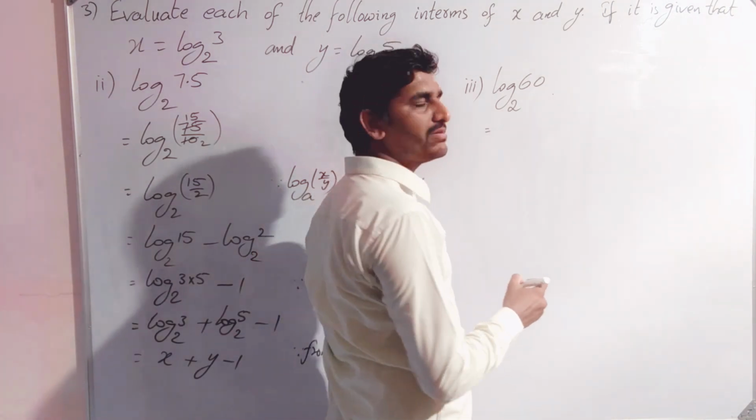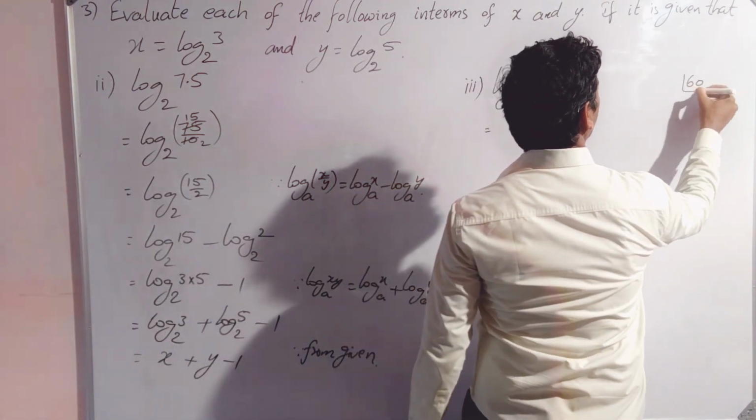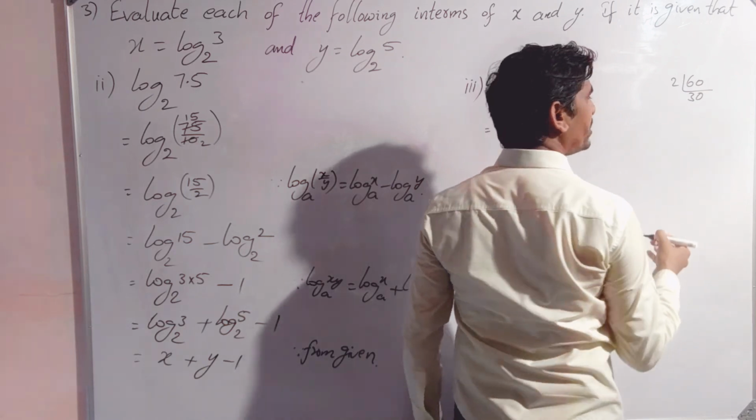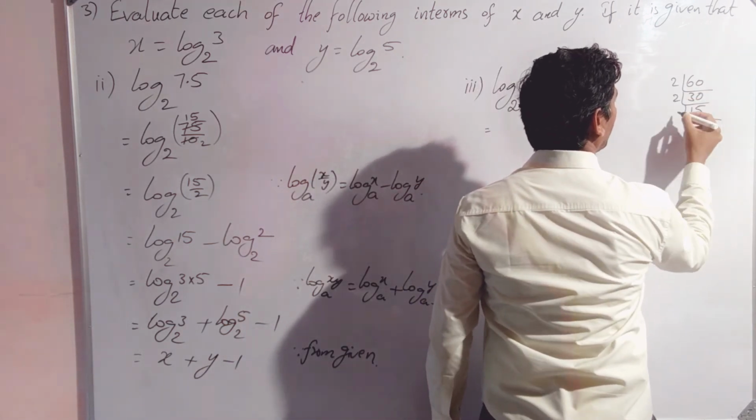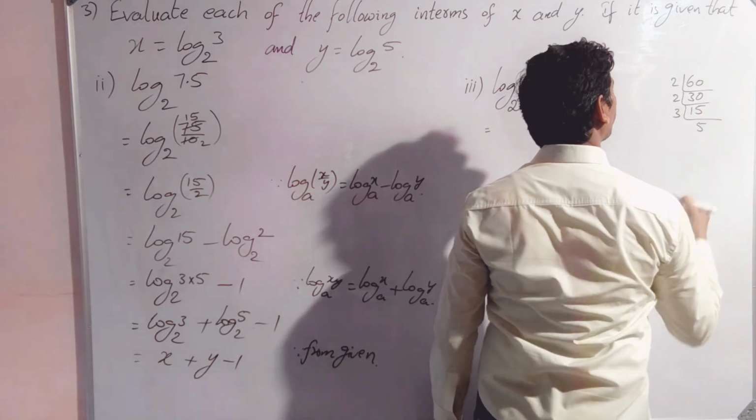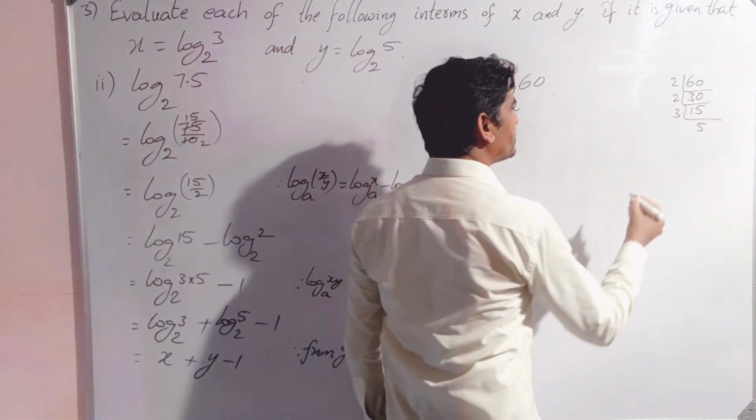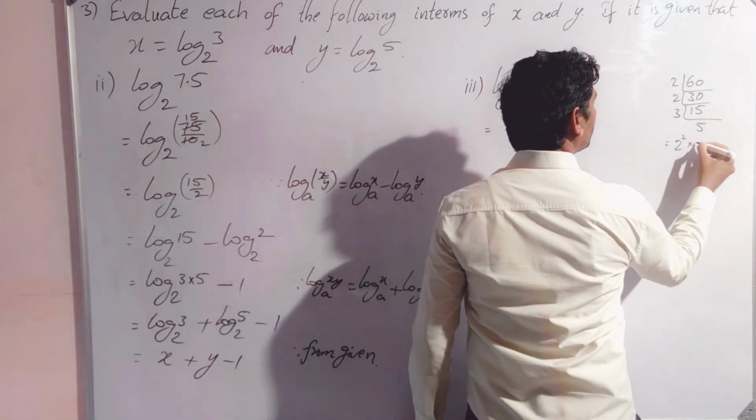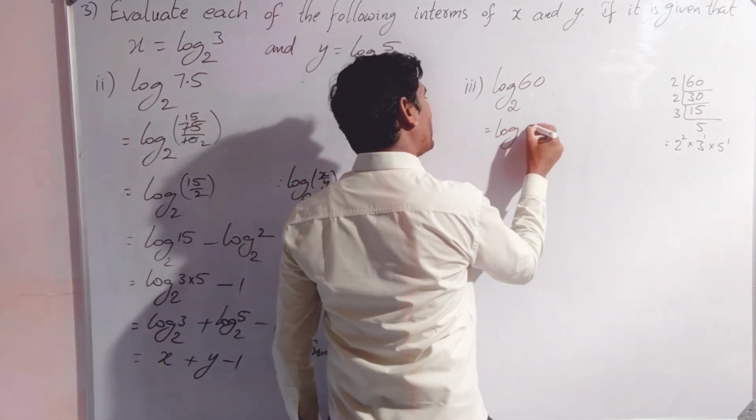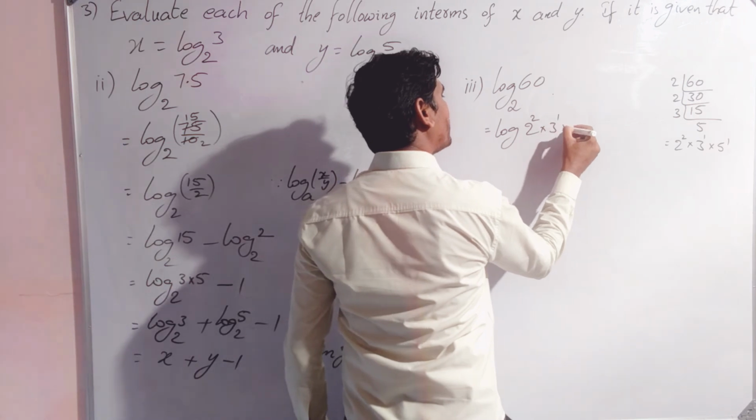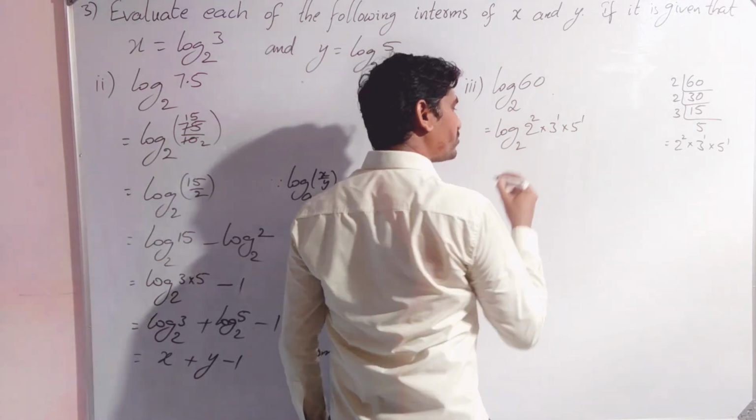60. How can we write 60? 2 3s are 6, 0. 2 30s are 60. 2 15s are 30. Next, 3 5s are 15. So how can we write this? 2 is 2 times, 3 is 1 time, 5 is 1 time. So that is the logarithm of 2 square into 3 power 1 into 5 power 1 to the base 2.